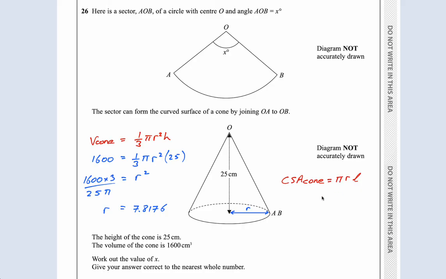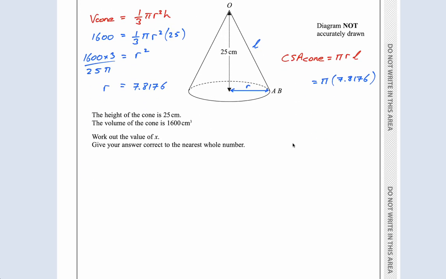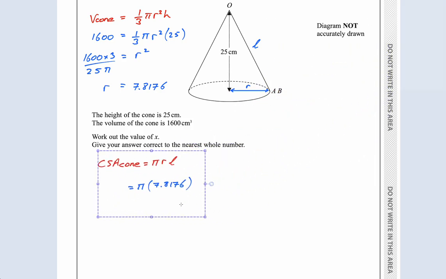Now, I have pi. Our curved surface area is pi, I know what pi is, times the radius. I know what the radius is. It's 7.8176. But I don't have L. Now, how can I get L? Well, I can get it using Pythagoras' theorem, and I'm going to just move everything down here, guys, because I'm going to run out of space.